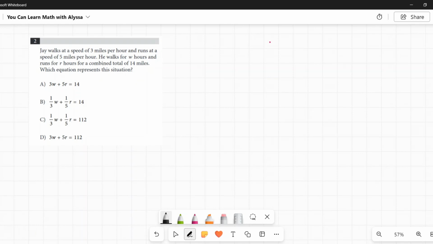Number 2, Jay walks at a speed of 3 miles per hour and runs at a speed of 5 miles per hour. He walks for W hours and he runs for R hours for a combined total of 14 miles. Which equation represents this situation?